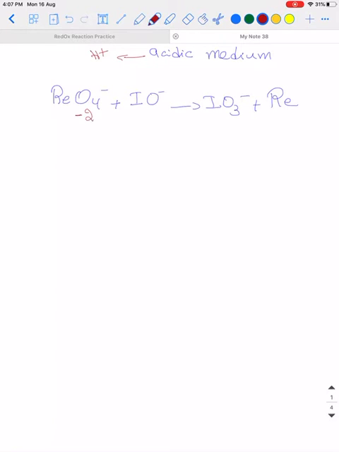From the oxidation number rules, oxygen is -2. Rhenium is X, and we want to solve for it. So X minus 8 equals -1, which makes X equal +7. So the Re oxidation number is +7.